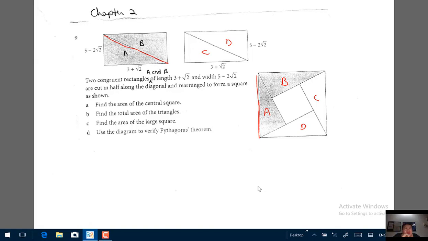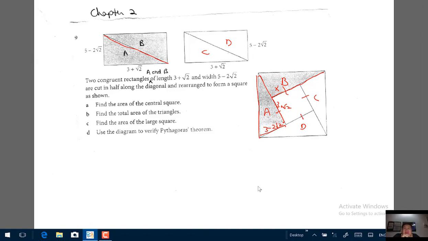Okay, so now the first question, so you have wrapped your head around it, therefore this must be 3 plus root 2, right? This must be 3 plus root 2, and this must be 5 minus 2 root 2. So again, you take a look. How do you find this side? Let's call this X. X is actually the longer length minus the width. That's how you find X.